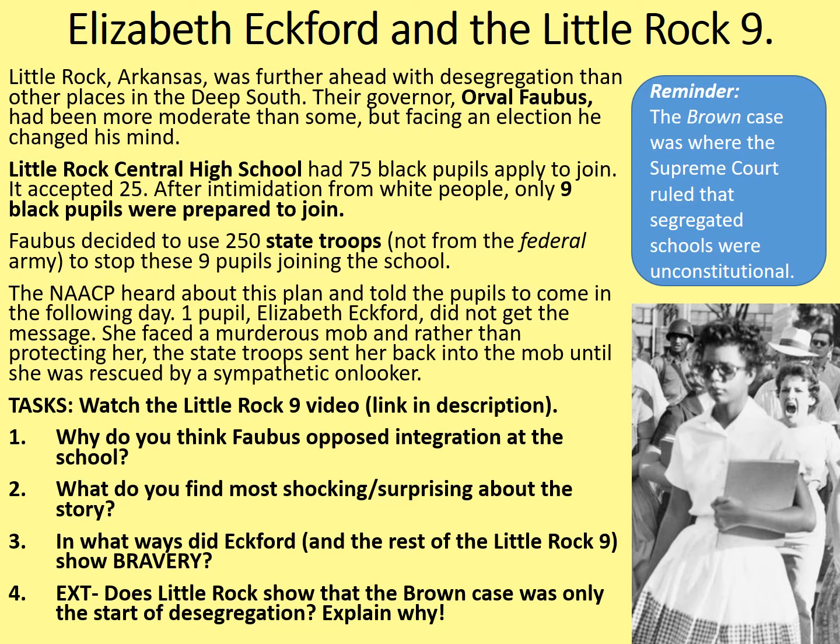Alright, why do we think Forbes opposed integration? Well, remember, black people didn't typically have the vote in these states, and so he wasn't looking to secure their votes. What he was trying to do, though, was secure the segregationist or white racist vote in the state. If he was threatened with not being elected at the next election, he may well turn to more extremist policies to try and secure these votes that he needed to win.